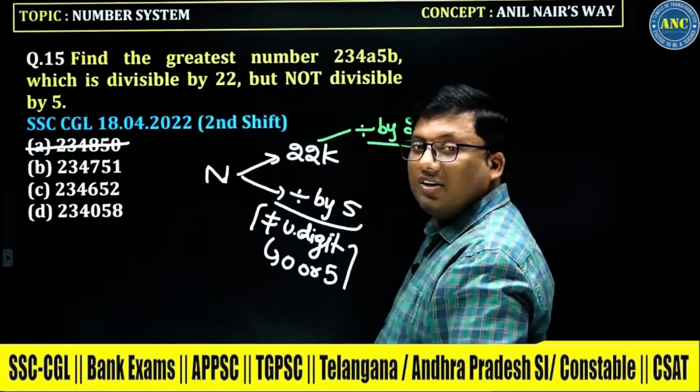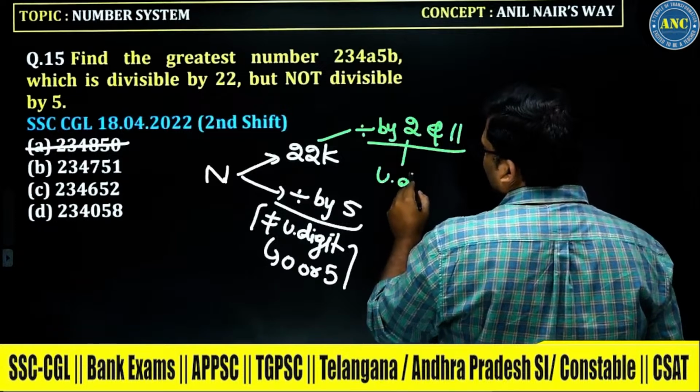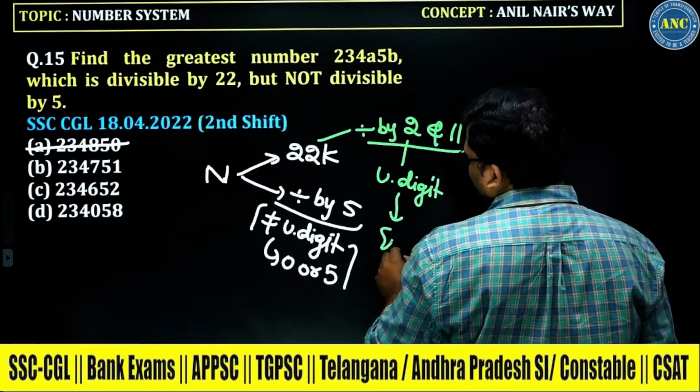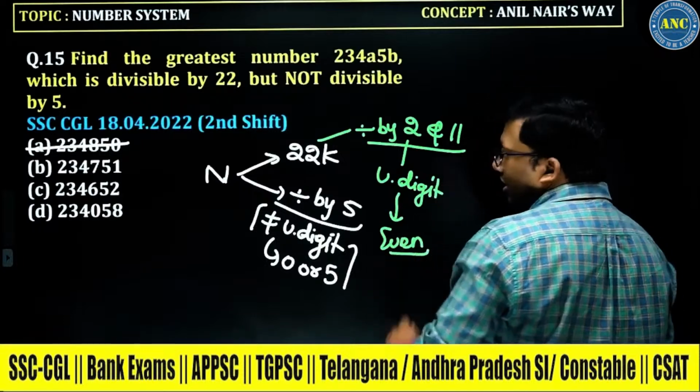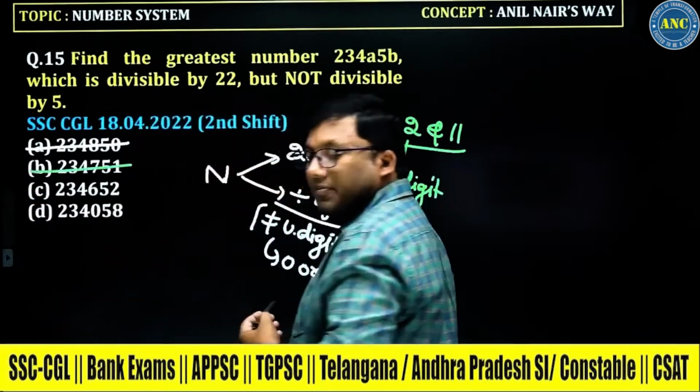If a number is divisible by 2, the unit digit has to be an even digit. That means the second option is out. I hope it is clear, right?